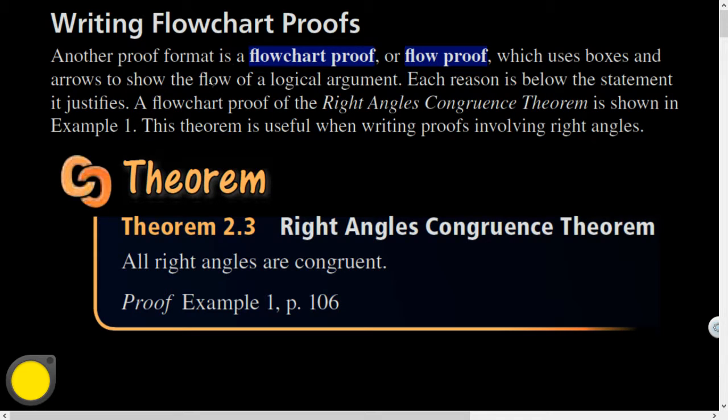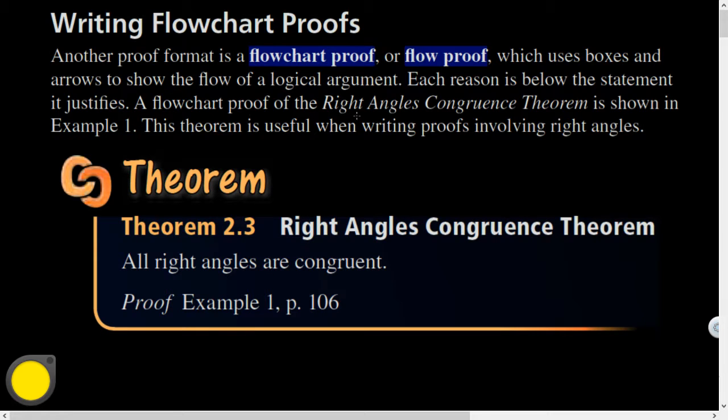Writing flowchart proofs, though. Another proof format is a flowchart proof, or a flow proof, which uses boxes and arrows to show the flow of a logical argument. Now, that might not sound that great from the get-go, but it turns out we can create a branching tree diagram that will then communicate the flow of our logic in a more meaningful way. Whereas a two-column proof is very linear. It's just like, I'm writing a bunch of things, but any given line might not have related to the line directly above it necessarily. So here we go. So each reason is below the statement it justifies.